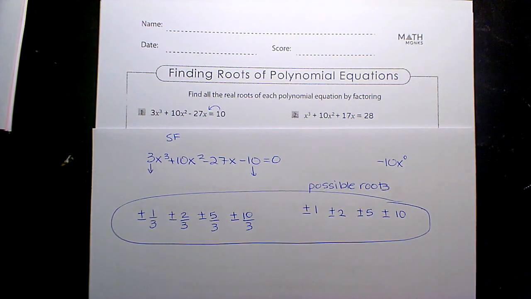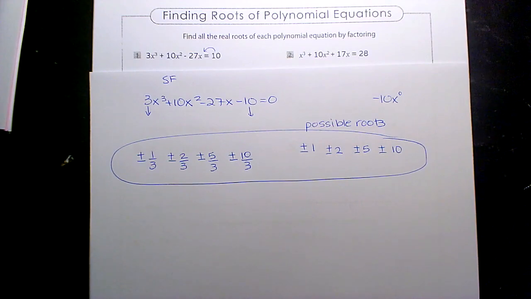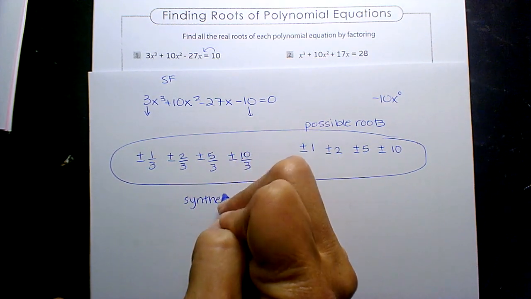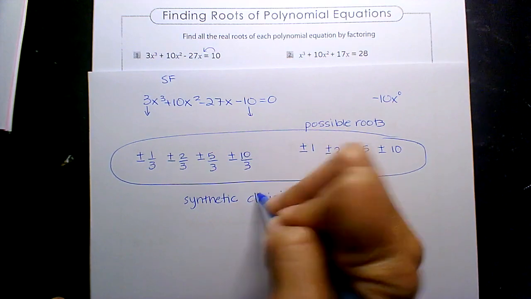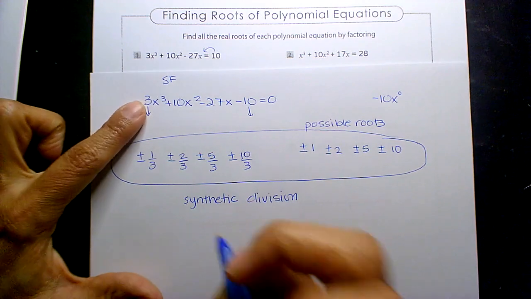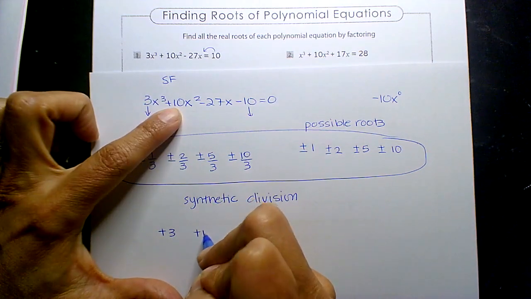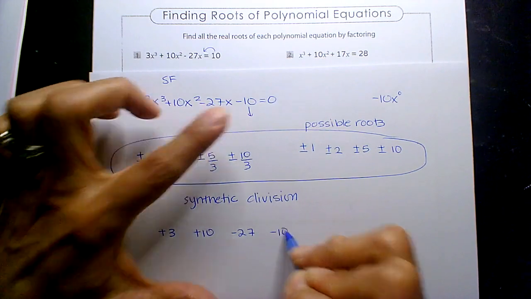All right, you guys learned long division, but now it's going to be called synthetic division because we're going to remove all the x's and just make it more simpler visually. Okay, so it's called synthetic division. Okay, and how it works is I'm only going to grab the coefficients. So that's a positive 3. This is a positive 10. This is a negative 27. And this is a negative 10.